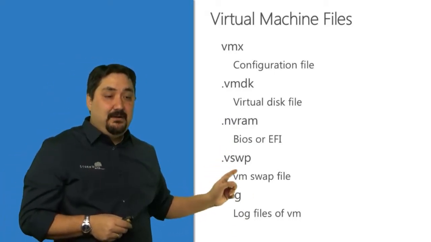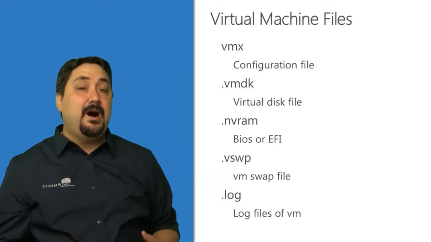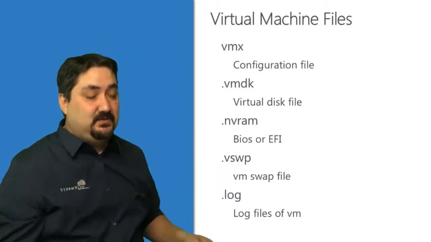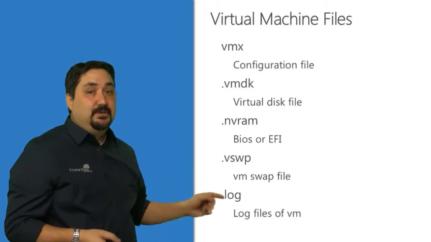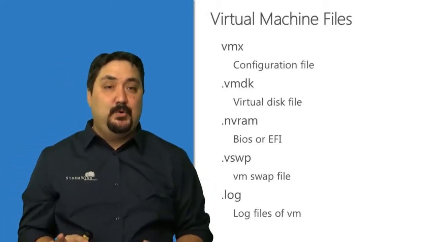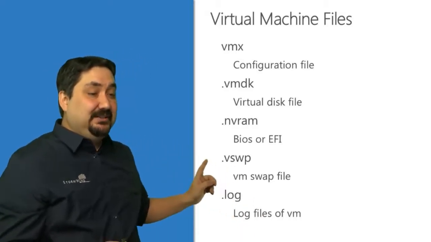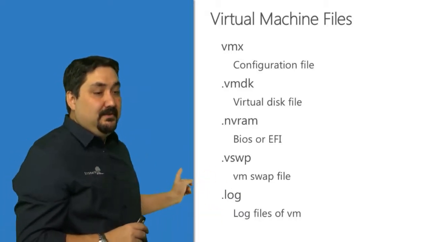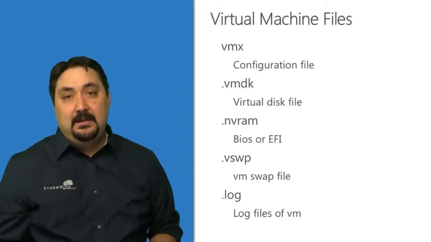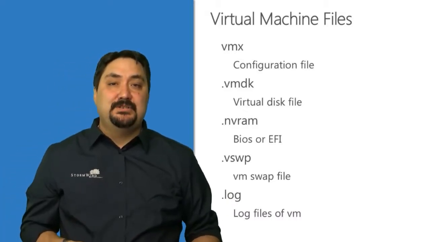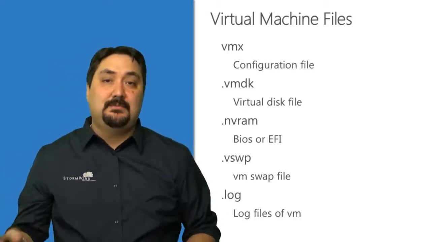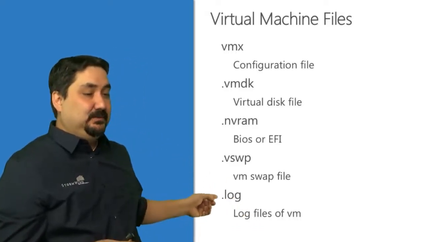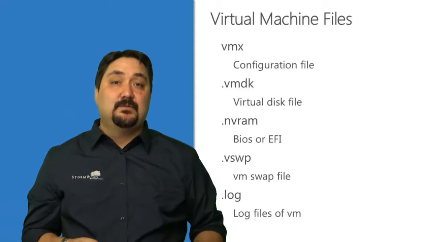We have our vSwap file. This holds a swap file for the creation of the virtual machine. This isn't just any swap file. This is the swap file for the creation of the virtual machine. Very important you remember that. This actually disappears when you power off a virtual machine. This log file right here contains all the logs for the virtual machine that you might need for troubleshooting on the hardware itself. This is not the guest operating system log files, but the log files for the virtual machine.